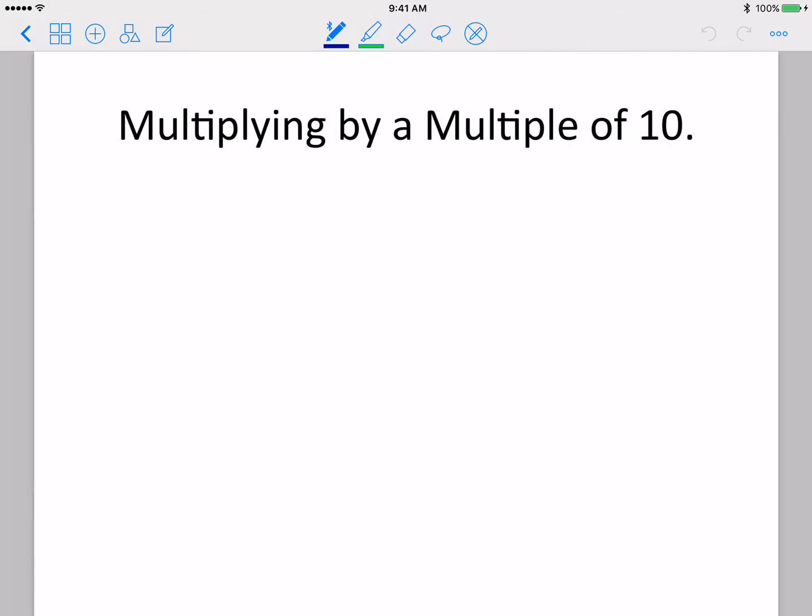The last thing I'm going to discuss is multiplying by a multiple of 10. We see this a lot in 3rd grade math.